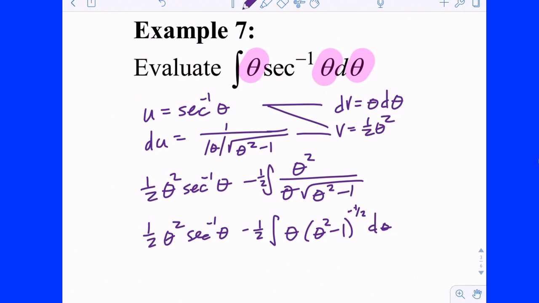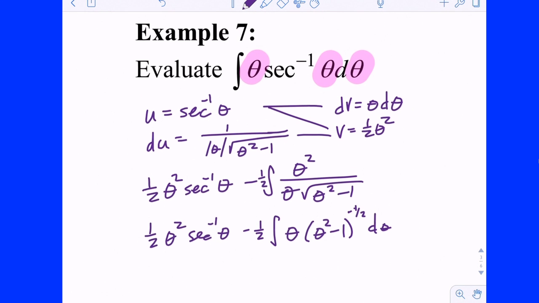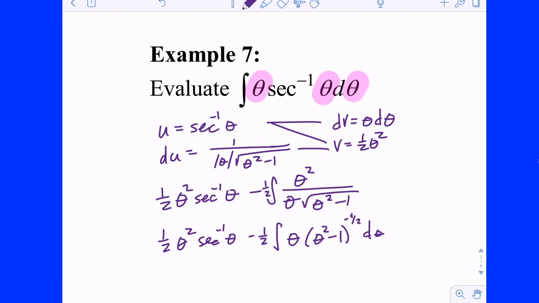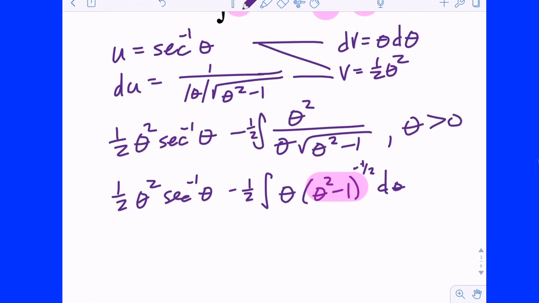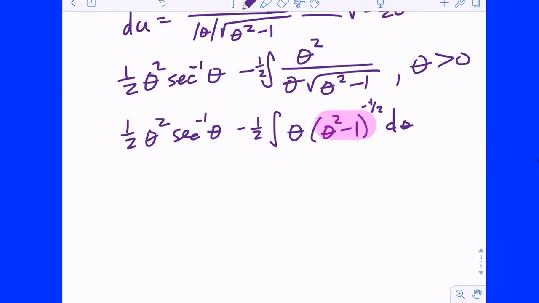So if you get rid of the absolute value of theta, and you make a note off to the side that theta has to be greater than 0, then you could divide out one of those thetas, bringing that square root to the top, and now it's going to be a power rule because the derivative of theta squared minus 1 is 2 theta, right? See that? The derivative of theta squared minus 1 is 2 theta. So again, I'm writing down all the part that's already completed.